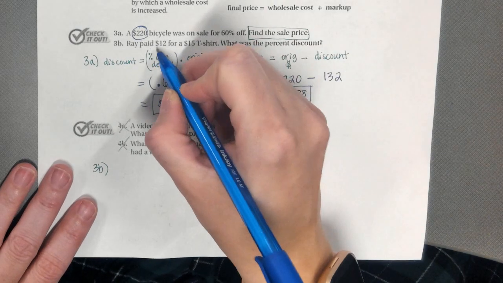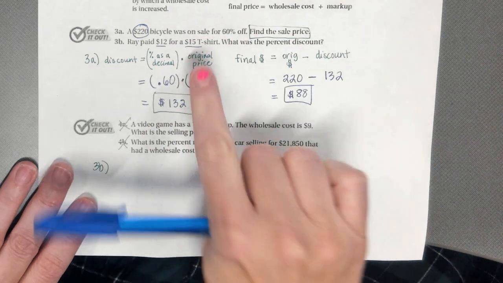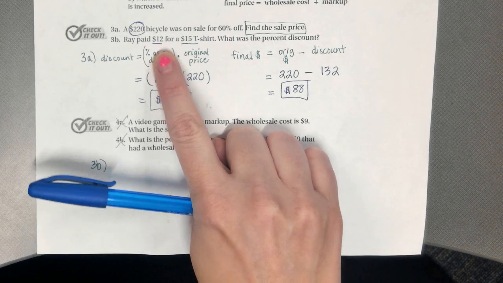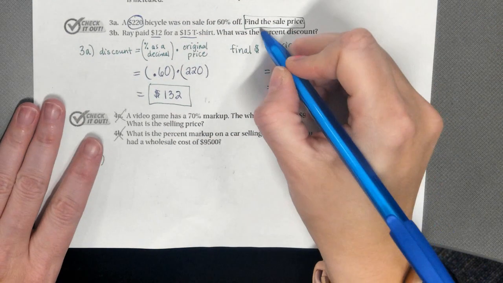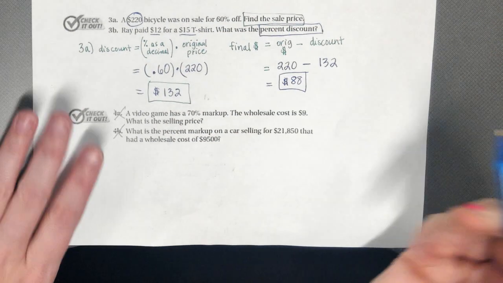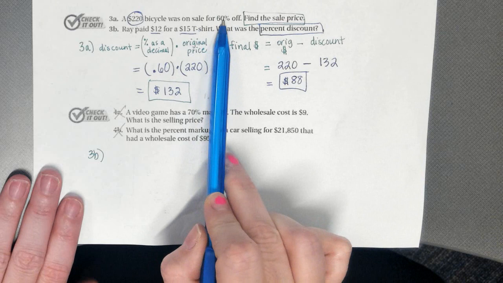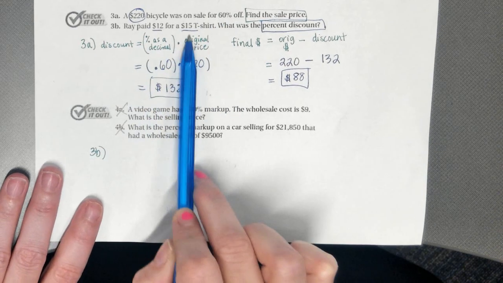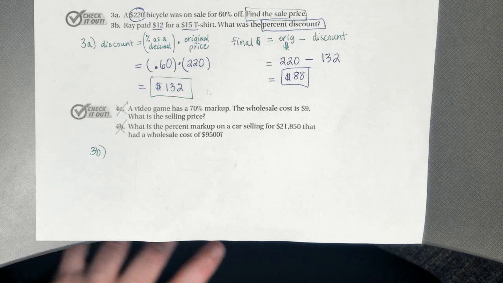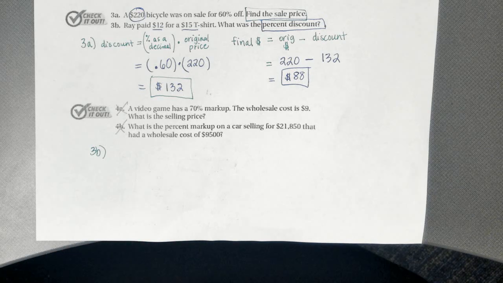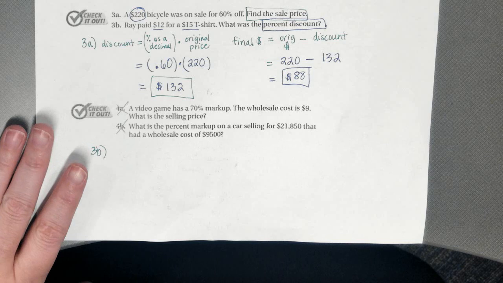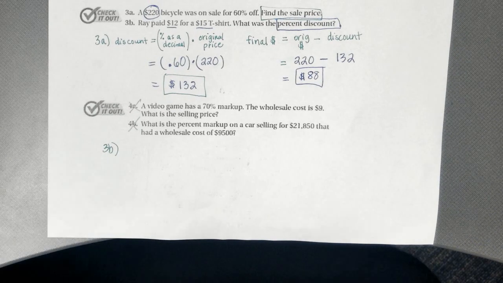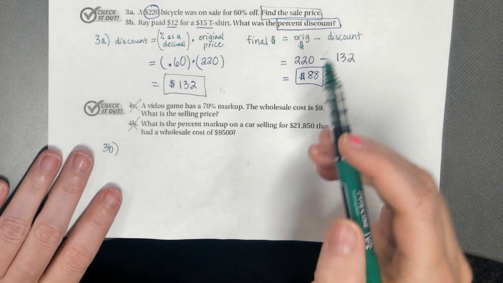All right, now for B, this one's a little bit different. It says Ray paid $12 for a $15 t-shirt. So they're telling you what the final price was. What you have to find this time is the discount. In A, we were given that it was 60% off. We have to figure out what percent off the t-shirt was. In order to do that, again, there are just two steps. I'm going to write out the first equation for you.